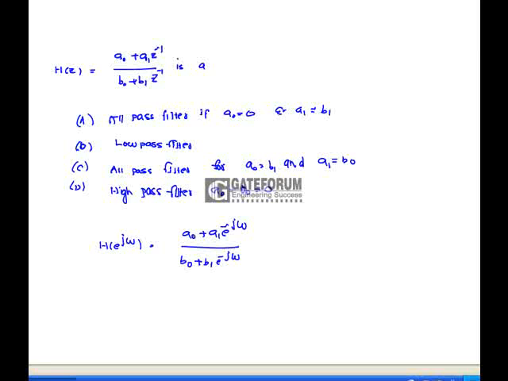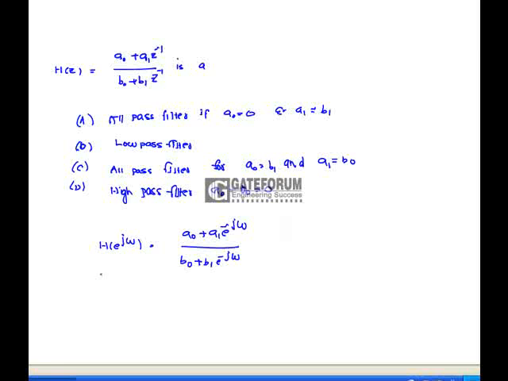Yes or no? So from the given options, what we have to decide is, option A is the all pass filter. If a naught equals 0 and a1 equals b1, it's not acting as an all pass filter. If we substitute, it is going to be 0 somewhere in the infinity, so it's not passing the highest frequency. So it is not an all pass filter, it is not a low pass filter.